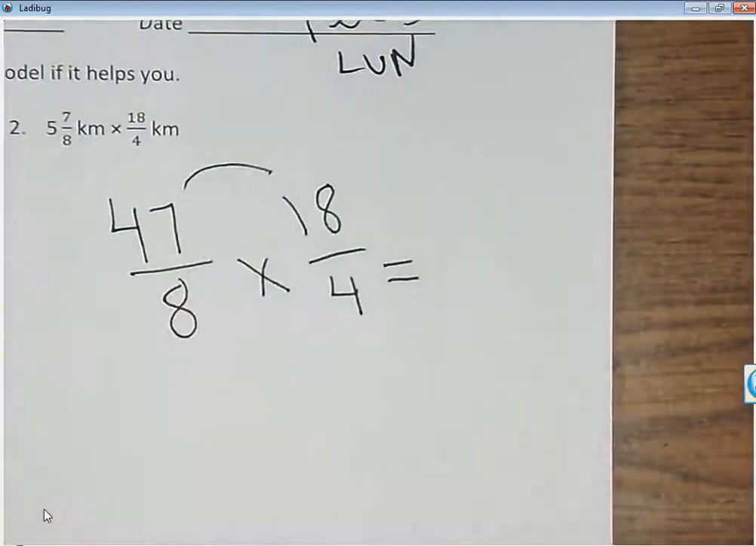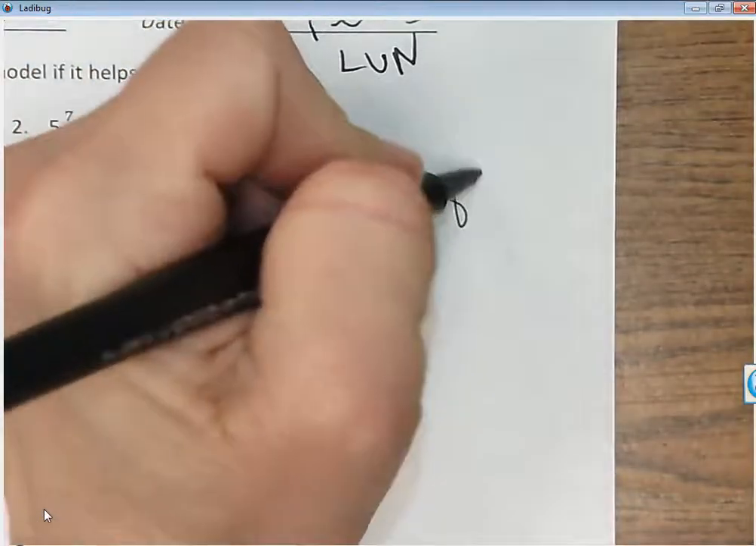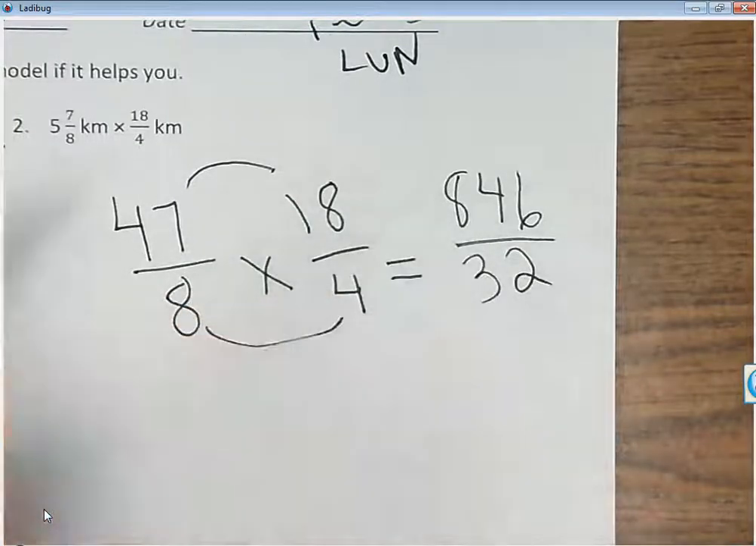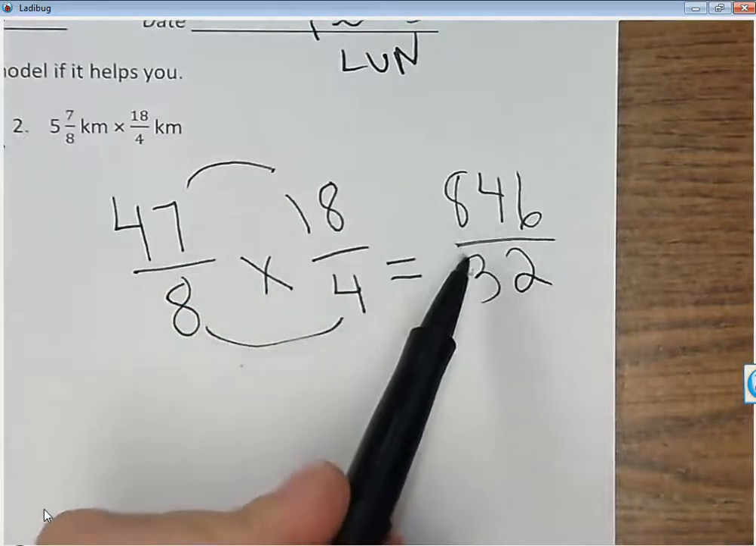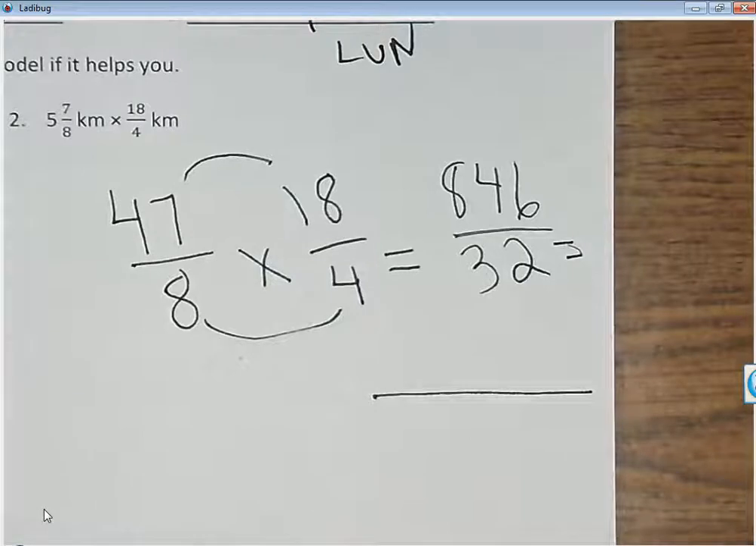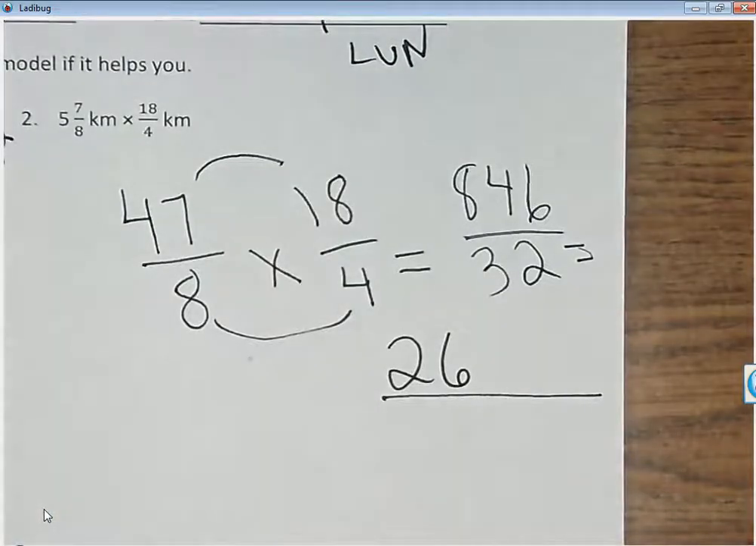So 47 times 18, and I'm going to use a calculator on that one. I got 846, and then 8 times 4 is 32. Now I need to divide 846 by 32. And I got 26 point, and then I've got a big long decimal. So I know it goes in 26 times, and I don't want a big long decimal for my answer. So what can I do to figure this out?